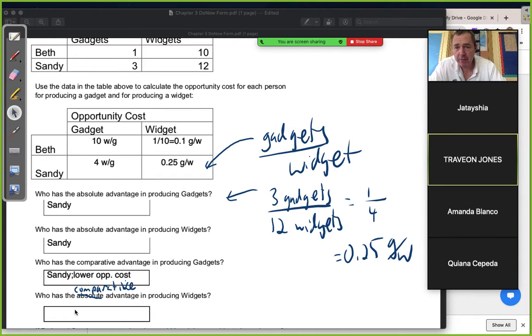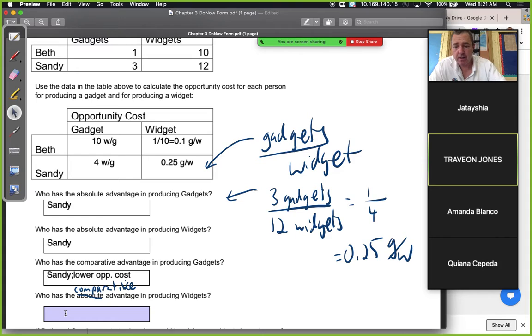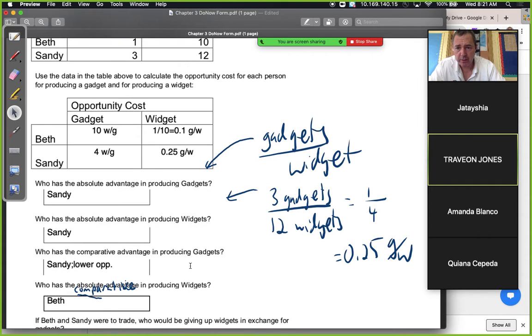And the answer is Beth, again, because Beth has a lower opportunity cost. 0.1 is a lower cost than 0.25. So Beth, yeah, I was right? Yes, you were correct. Okay. She has the lower opportunity cost of producing widgets. She's only giving up 0.1 gadgets for every widget, and Sandy's giving up a quarter of a gadget for every widget.